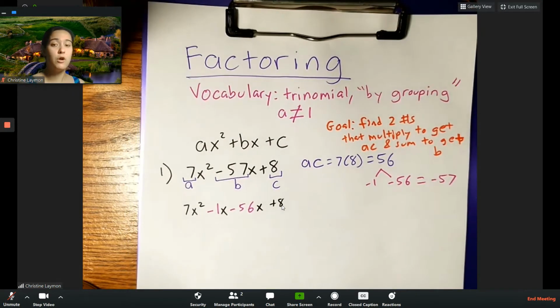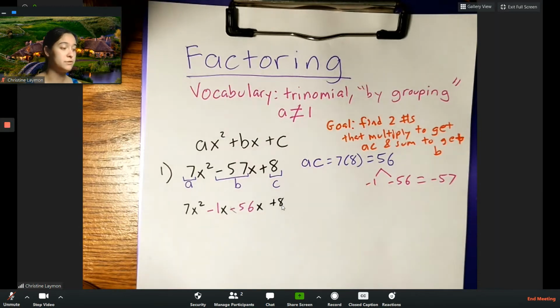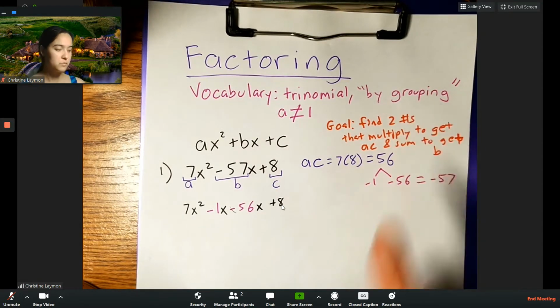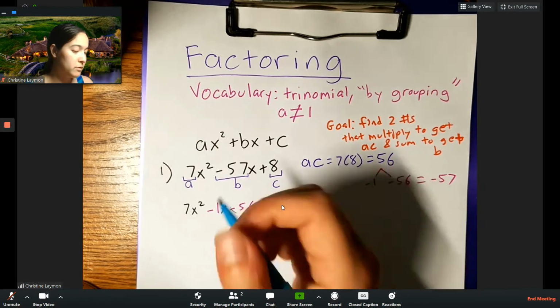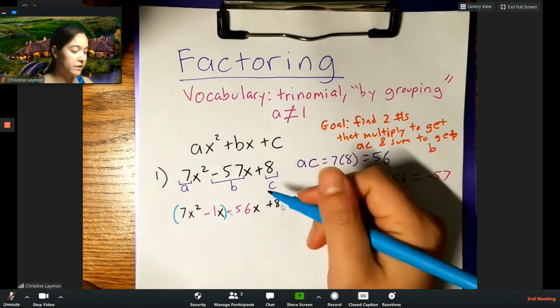From here, we're going to go ahead and factor the first two terms and the last two terms. That's what the phrase means when it says by grouping. So I'm going to come through here and group them together. I'm going to think about them grouped like this, and then think about them grouped over here.